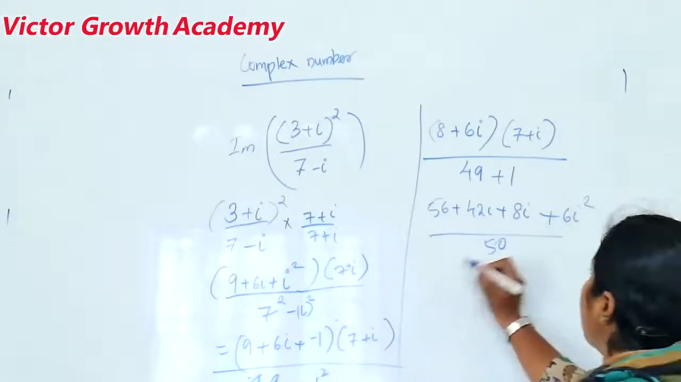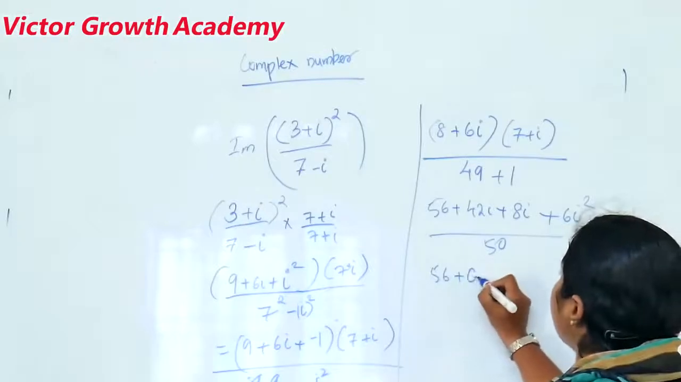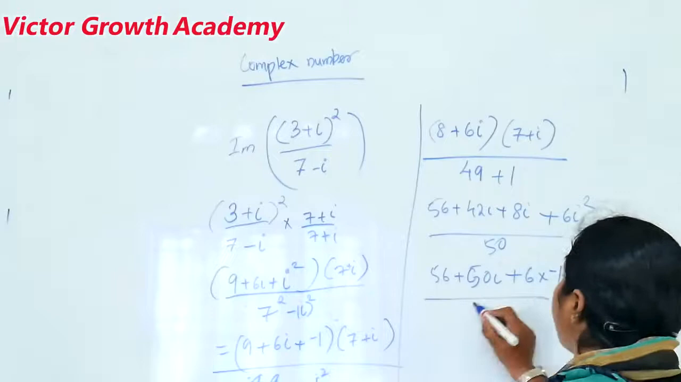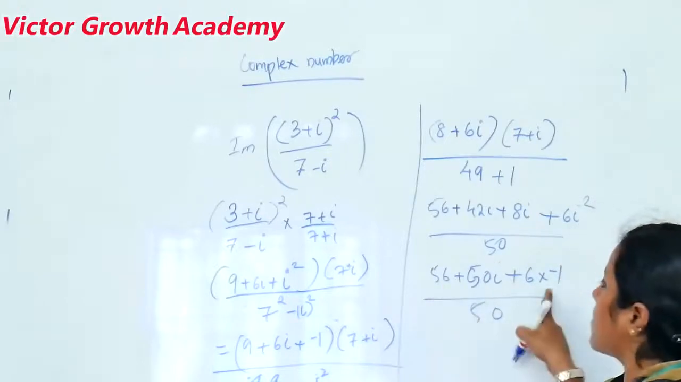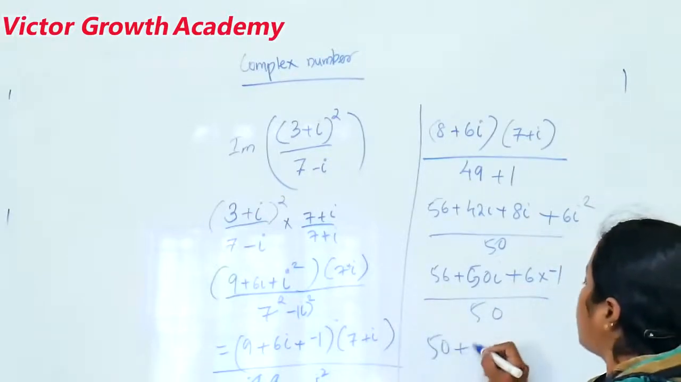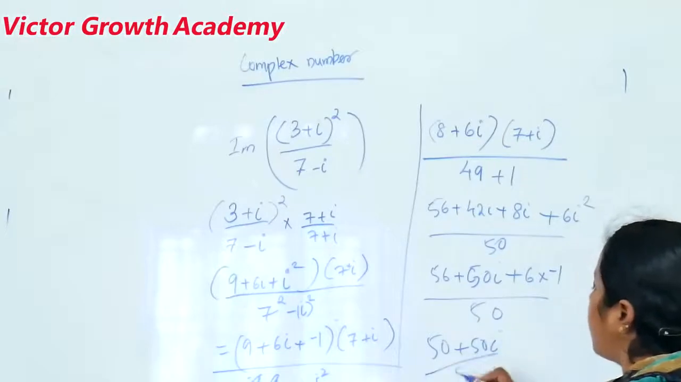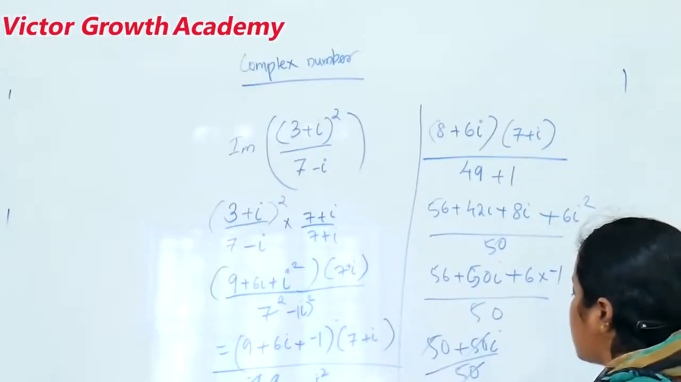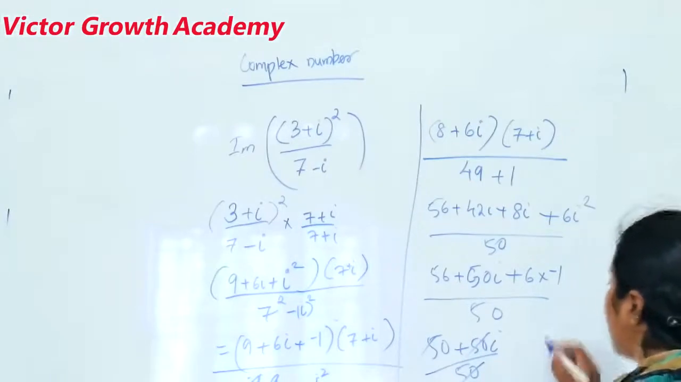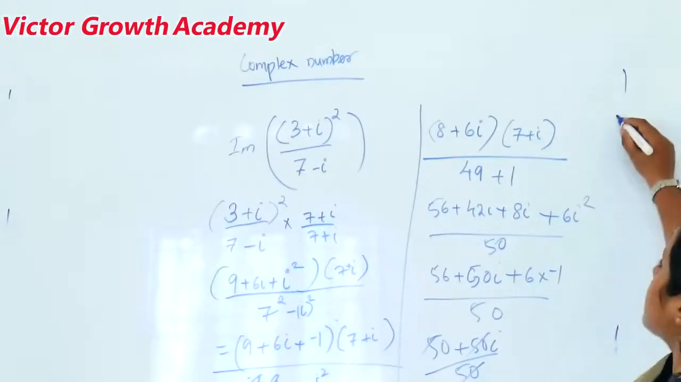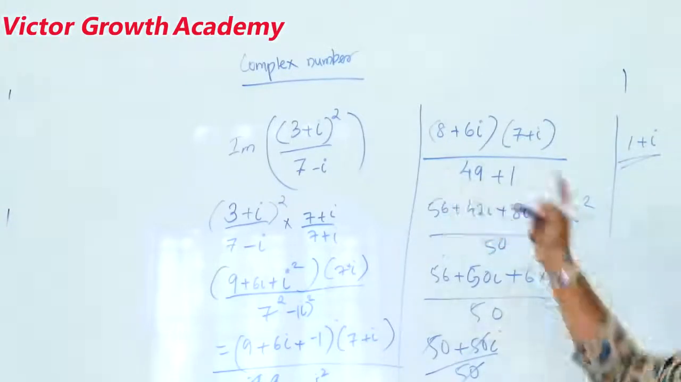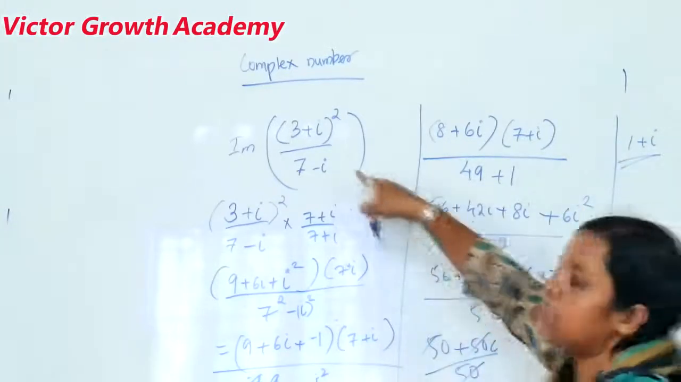Okay, this will become 56 plus 50i plus 6 into minus 1, divided by 50. This we can write like 56 minus 6 will become 50. So 50 plus 50i divided by 50. We will cancel all this 50 and we will get 1 plus i as the complex number. So the complex number here we are getting is 1 plus i, the resultant complex number for this particular question.